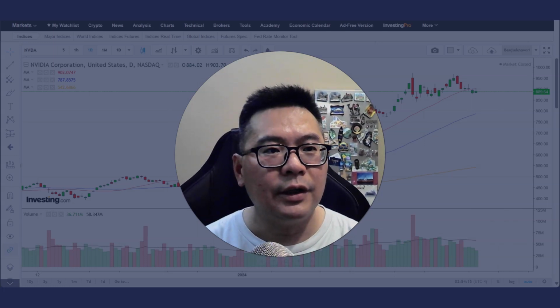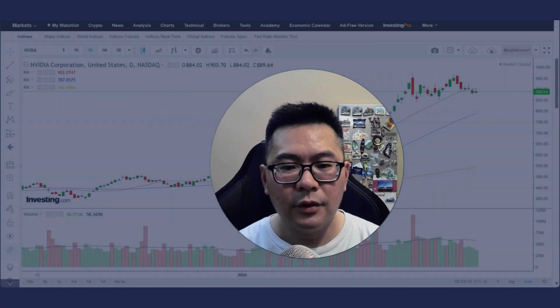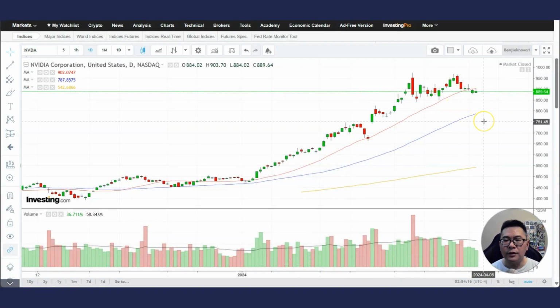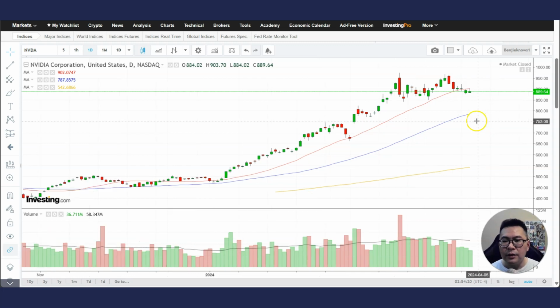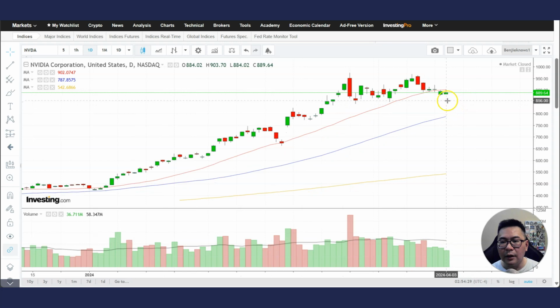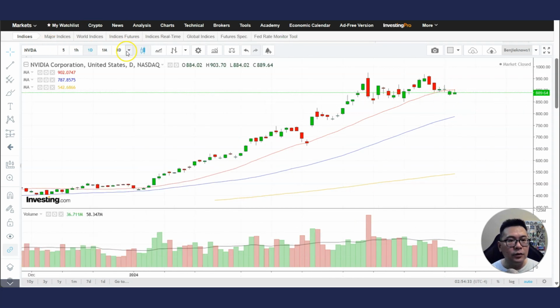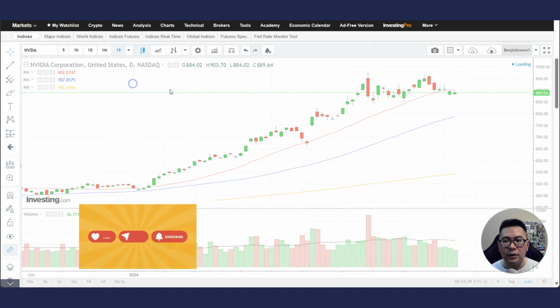We'll continue to look at Nvidia, what it's doing. So first of all, let's just take a look at the daily chart of Nvidia. As you can see, Nvidia has already dropped below the 20 MA, which is something that I usually do not like to see. Yesterday it formed a small topping tail. So let us go to the 15-minute chart and see the breakdown of what is happening.